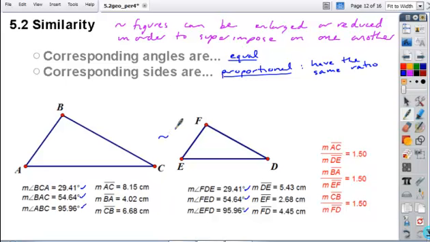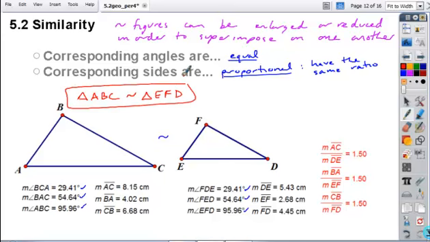Okay, so when you write a similarity statement, it's just like writing a congruent statement. You take your triangle ABC in any arbitrary order. But when you identify your similar triangle, you have to match the corresponding parts. So A corresponds with E, point B corresponds with F, and C corresponds with D. So this would be your final similarity statement.